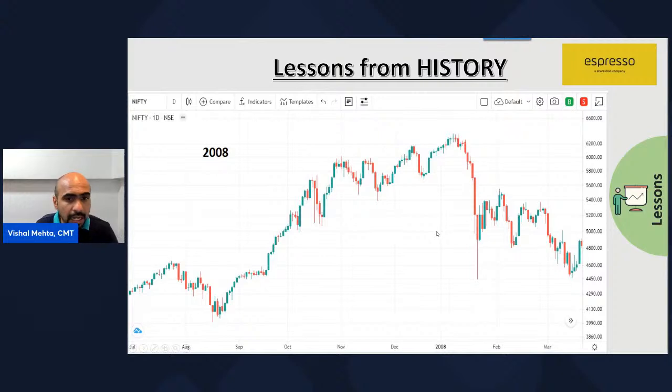Okay. Now, 2008. Everybody remembers the crash of 2008? Yes. It also had a similar kind of structure. The market was making higher tops, higher bottoms, higher tops, higher bottoms. All of a sudden, that was breached, and then we had a downfall. So this is what we learn from history.